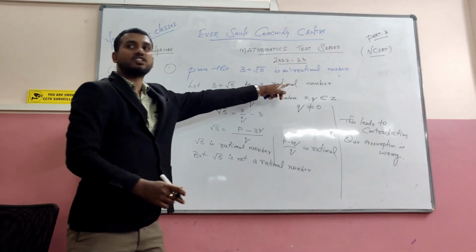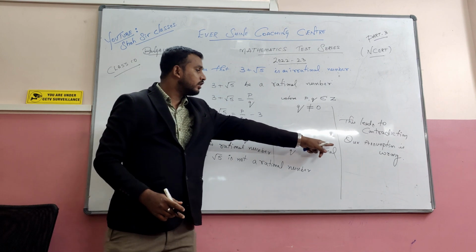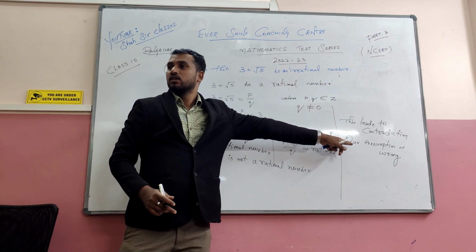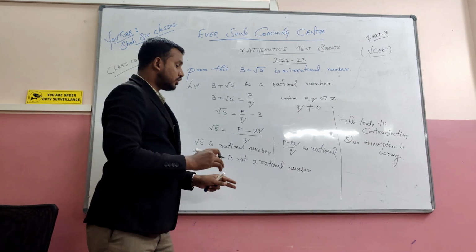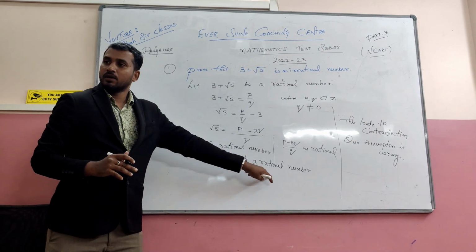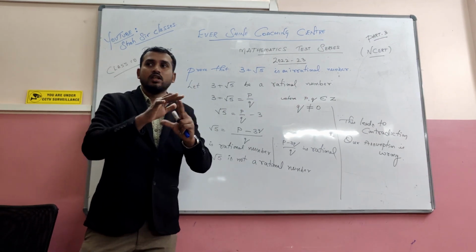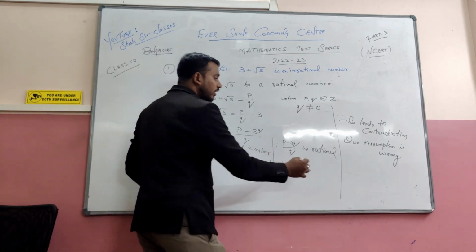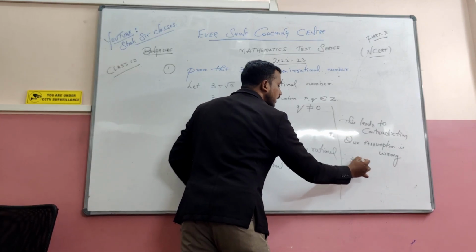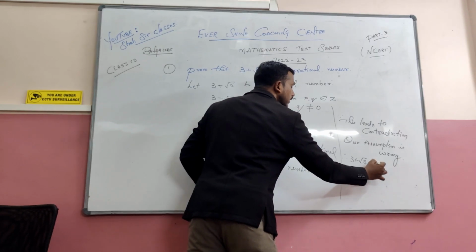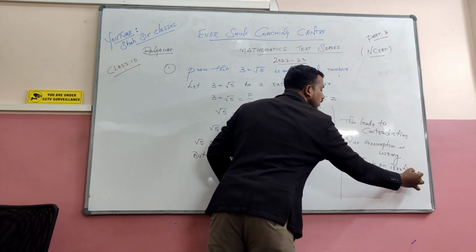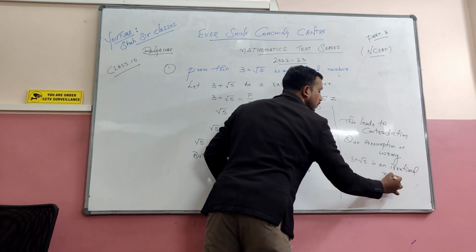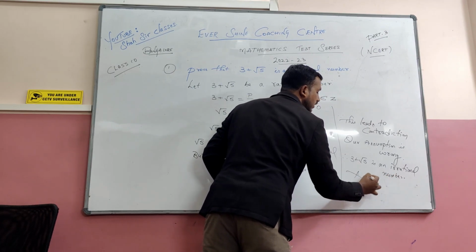First we have assumed it is a rational number, right? Later we got to know that our assumption, what we have assumed, is wrong. Understood? Root 5 is not a rational number. This leads to contradiction. Our assumption is wrong. Therefore, 3 plus root 5 is an irrational number. Any doubts? Hence proved.